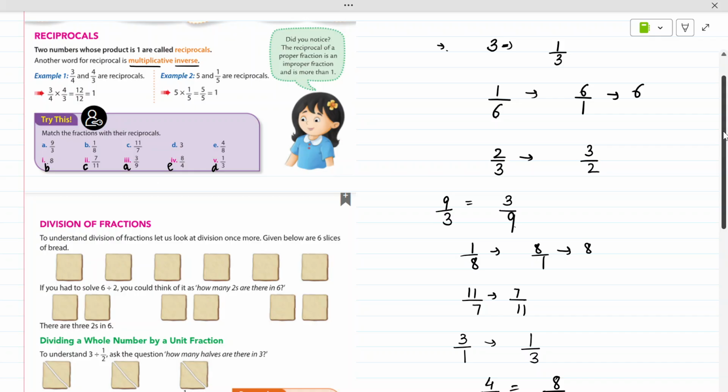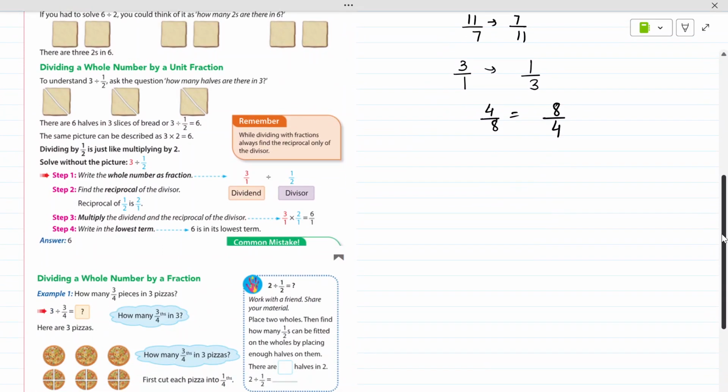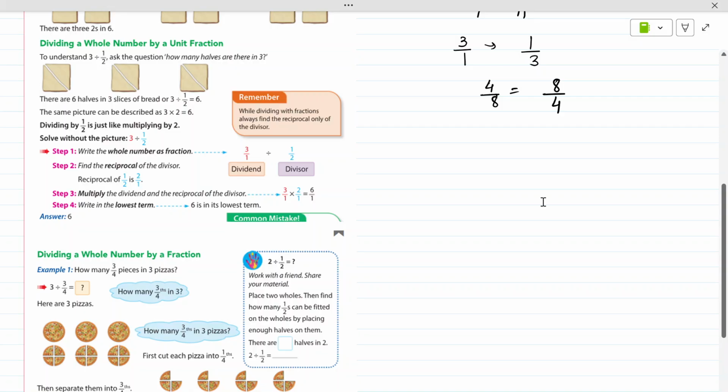So till now we have done the addition, subtraction and multiplication of fractions and mixed fractions. And now we are going to learn the division of fractions, that is, how we can divide a fraction.